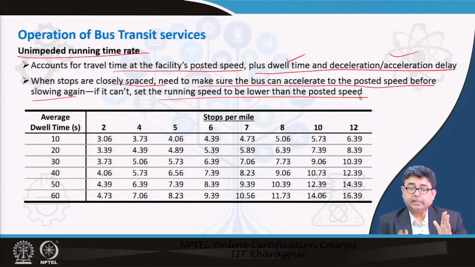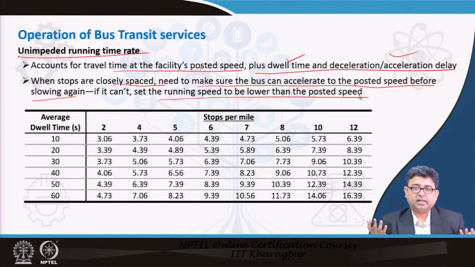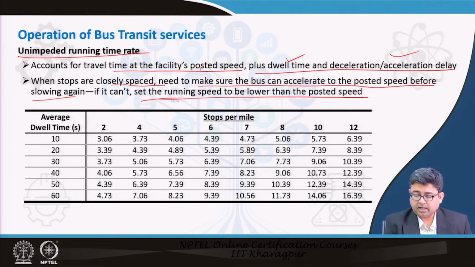If two stops are too close to each other, the bus may be able to reach 60 kilometers per hour top speed, but since the next stop is only 500 meters away, it cannot accelerate up to maximum speed. It can only accelerate up to maybe 20 kilometers per hour, and then it has to start decelerating again. So, the speed that it reaches is never its maximum speed. You have to then let it run at a lower speed than the posted speed limit as well.